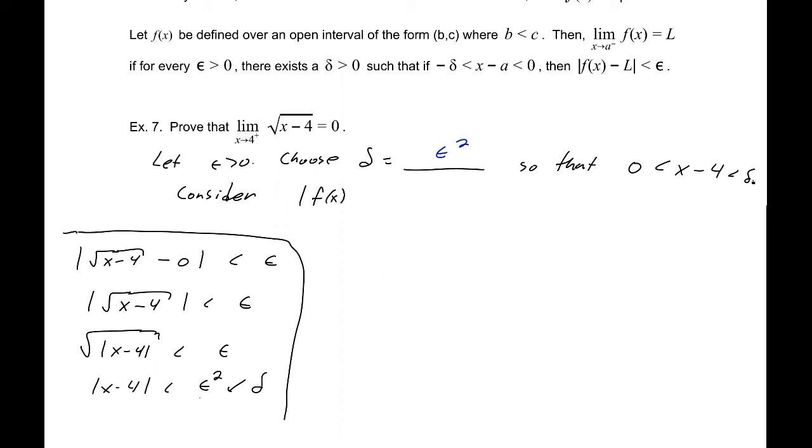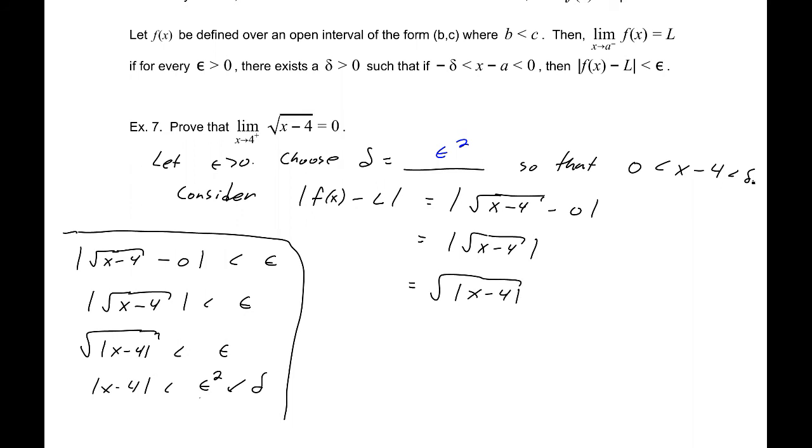Consider the absolute value of f of x minus L, equal to the absolute value of the square root of x minus 4, minus 0, because that is our proposed limit. Which is equal to the absolute value of the square root of x minus 4, which is equal to the square root of the absolute value of x minus 4. But wait, the absolute value of x minus 4 is going to be less than delta, but our delta is epsilon squared, so this is less than the square root of epsilon squared, which equals epsilon. Therefore, the limit as x approaches 4 from the right of the square root of x minus 4 equals 0.